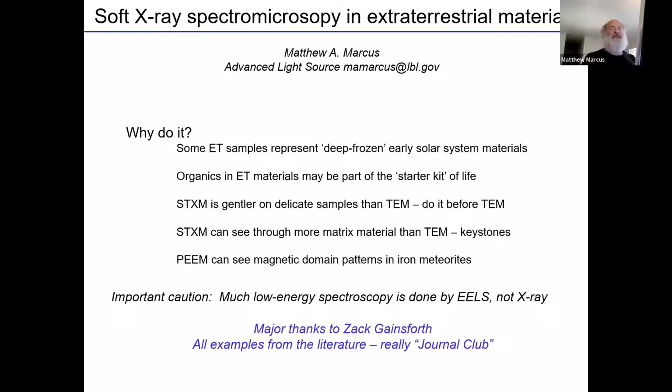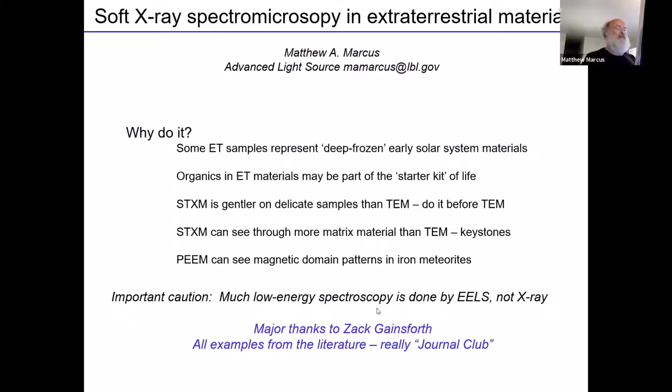TEM is. So in a chain of custody involving precious samples like sample returns, you want to do it before the TEM. And a technique I will not be talking about, not because it's no good, but just because I ran out of time, is PEEM. That's very interesting because you can see magnetic domain patterns in iron meteorites, and that in turn tells you about their thermal histories. And I'll mention that a lot of the spectroscopy that is done in the, quote, soft X-ray, quote, range is actually done by EELS, not X-ray. EELS is almost the same thing, though.